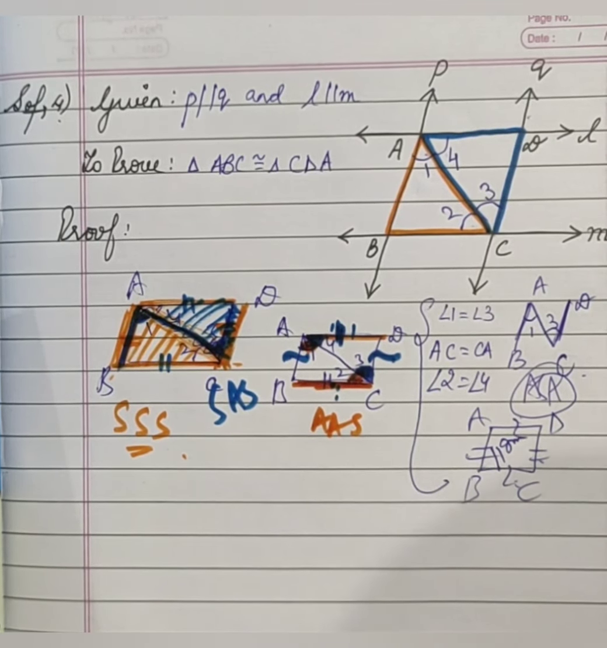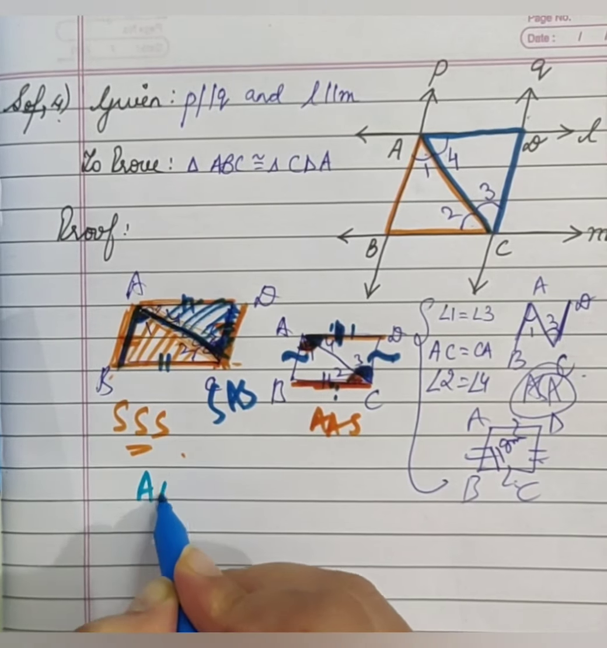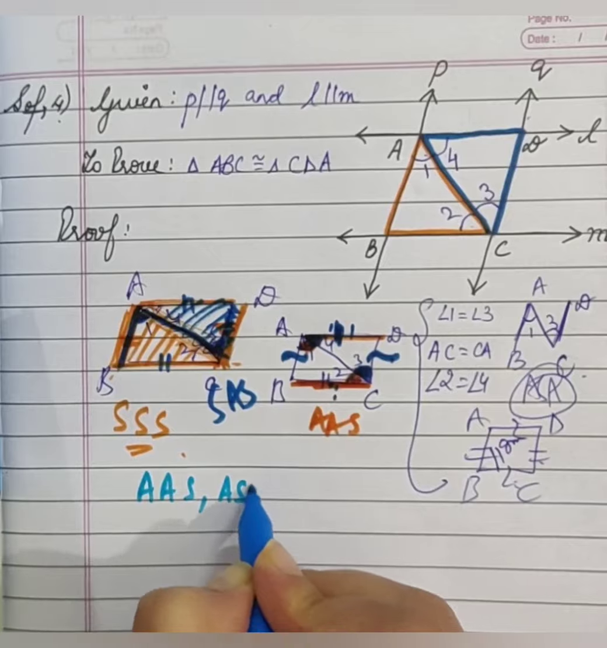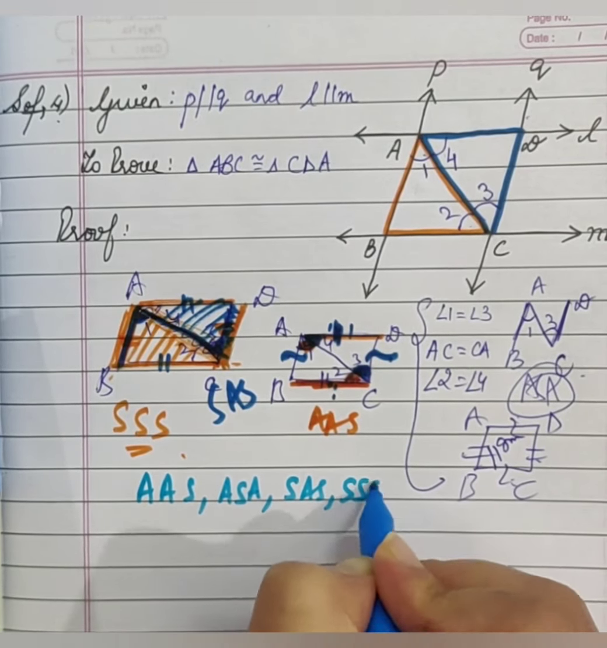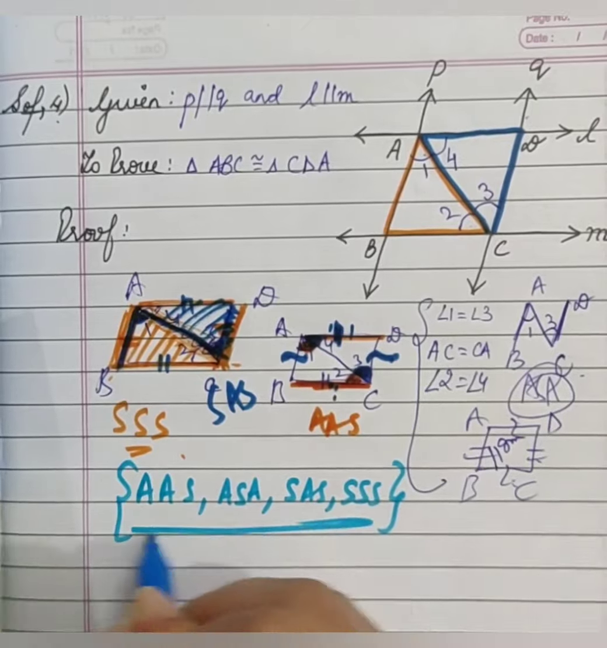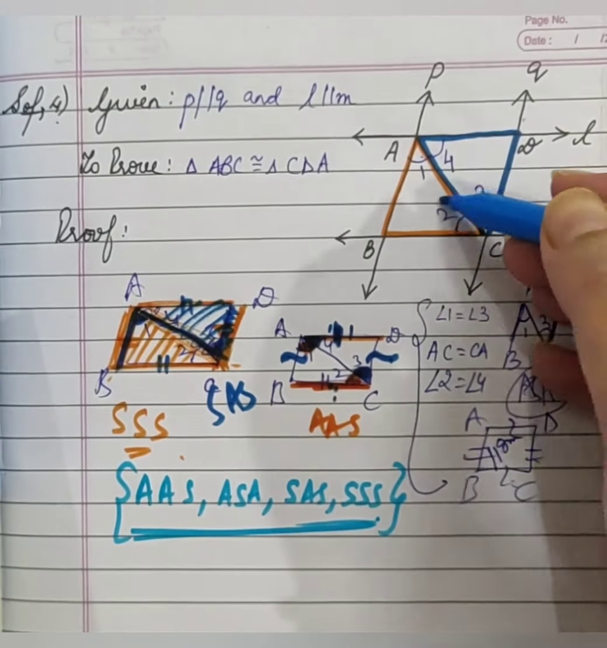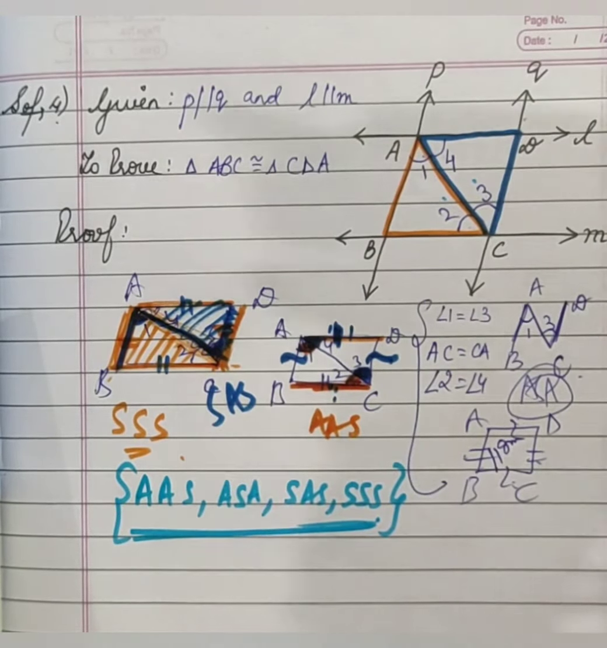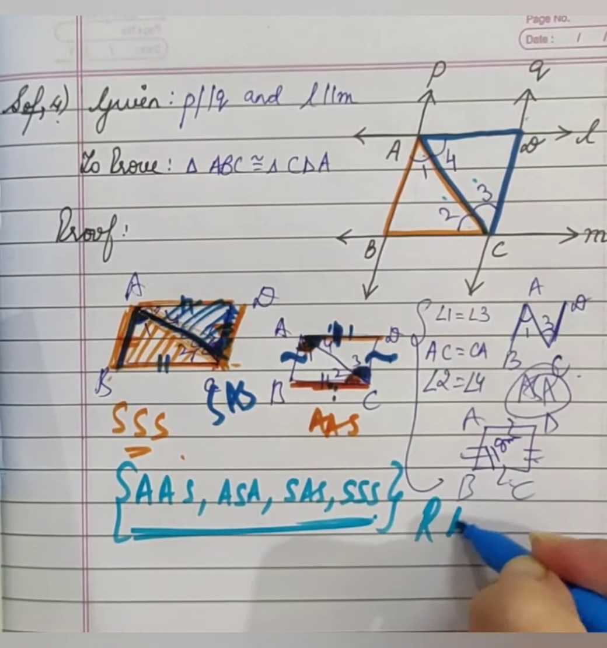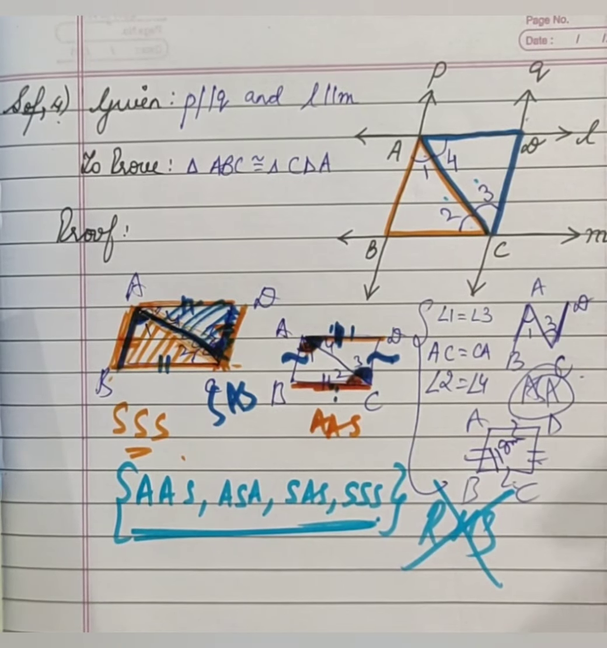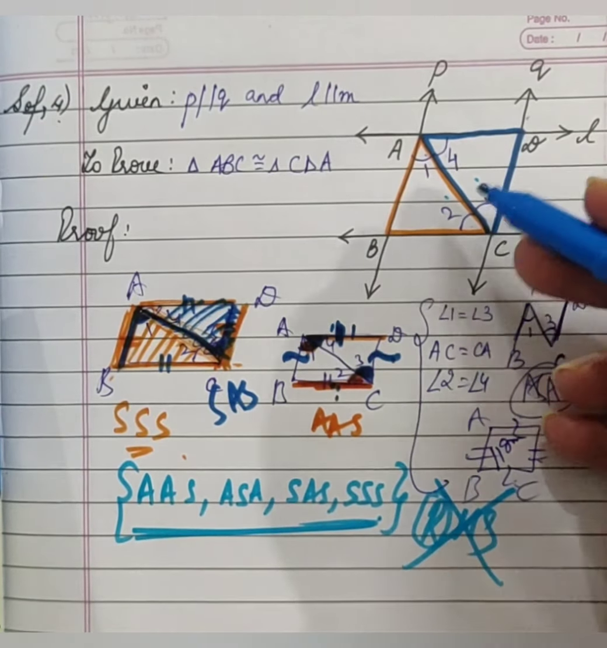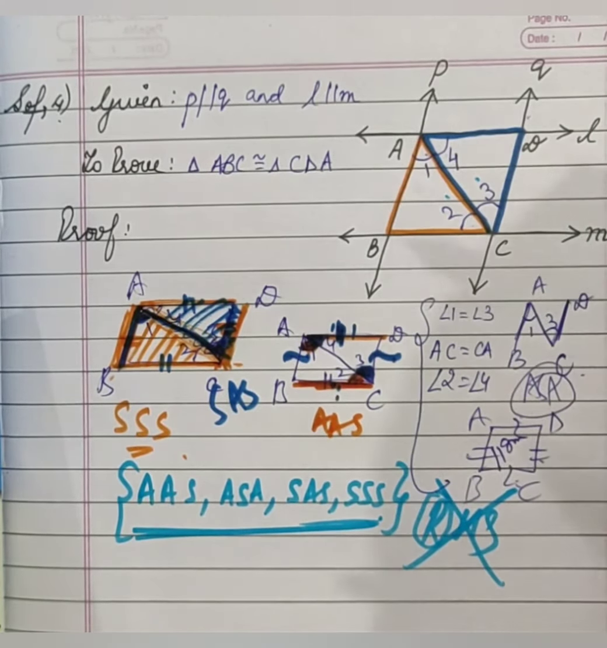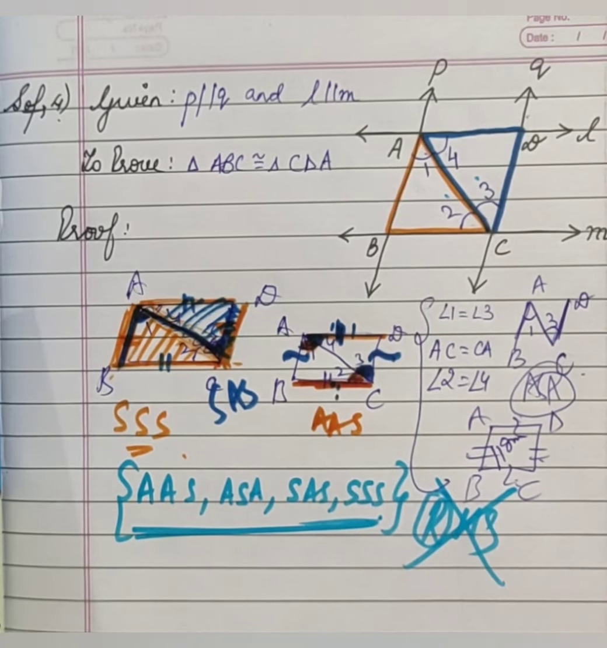So we proved it using AAS, ASA, SAS and SSS. All the four congruence rules can be applied in order to prove these two triangles as congruent. Of course, we can't use RHS here, right angled hypotenuse side. It cannot be used because we do not have a right angle here. None of the angles is given 90 degrees. So we cannot use this rule.